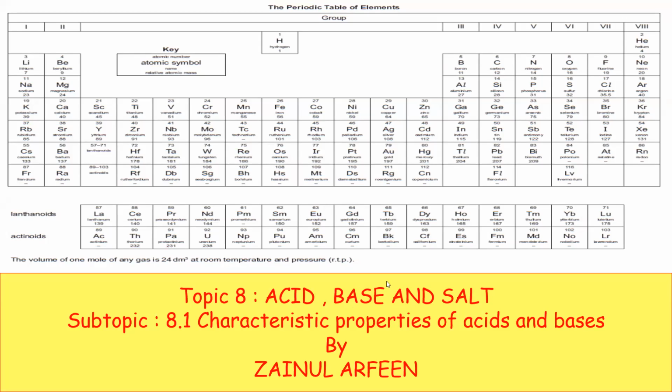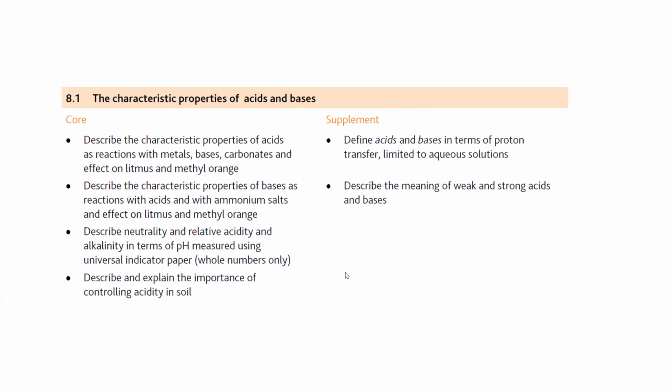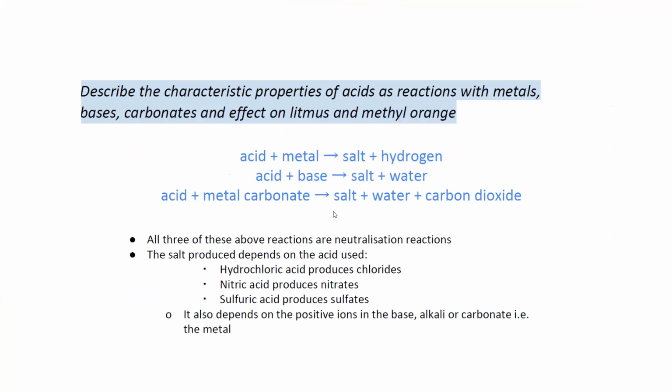So let's start with the first topic, which is about the characteristic properties of acid and base. These are the learning objectives. Describing the characteristic properties of acid. What are the characteristic properties of acid? Number one, whenever any acid reacts with metal, it will give salt. When acid reacts with base, it will give salt and water. And whenever acid reacts with metal carbonate, it will give salt, water, and carbon dioxide.